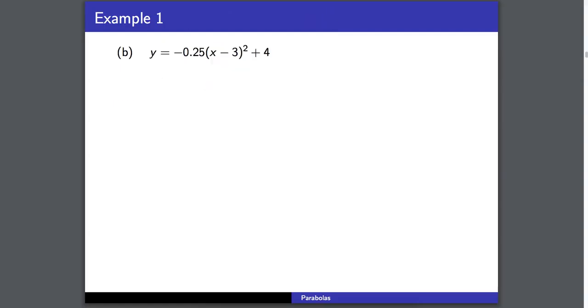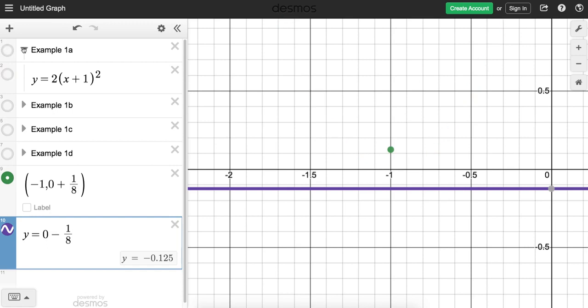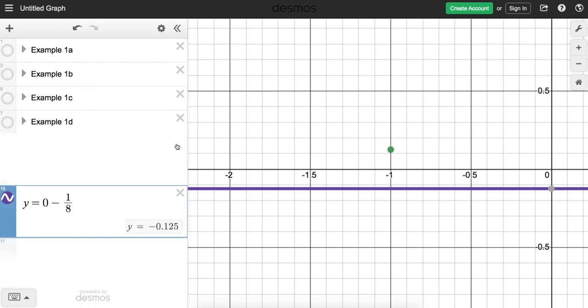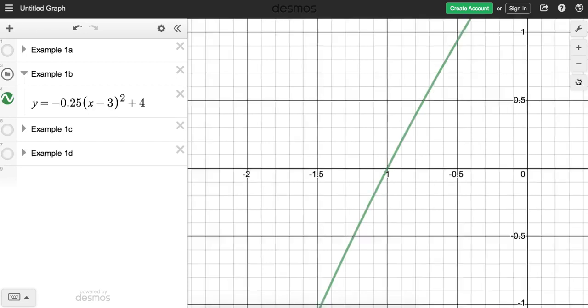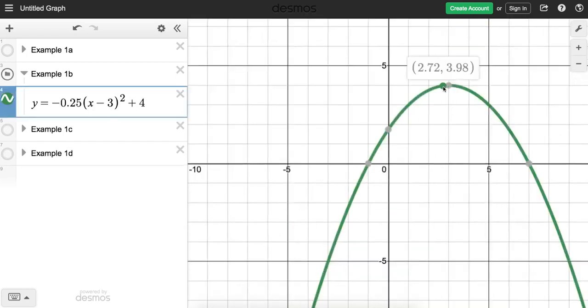So part B, we have y equals negative 0.25 times (x minus 3) squared plus 4. Well, from the equation, it's really simple to find the vertex: it is at 3, 4. But again, there's nothing stopping us from graphing these as well. So if we wanted to graph it, I'm going to have to zoom out a bit. And here is our vertex at 3, 4.